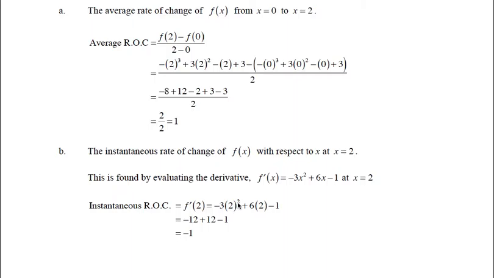And so then 2 squared is 4. 4 times negative 3 is negative 12. 6 times 2 is 12, and there's a plus there, so it's a positive 12. And then we have a negative 1 at the end. Well, negative 12 and 12 is 0, and so the end result is negative 1. So the instantaneous rate of change of this function at 2 is negative 1.